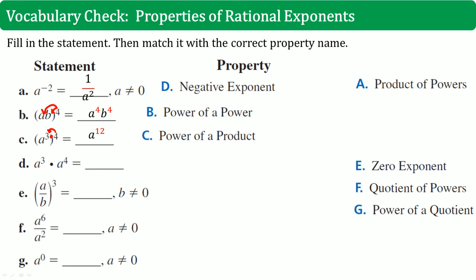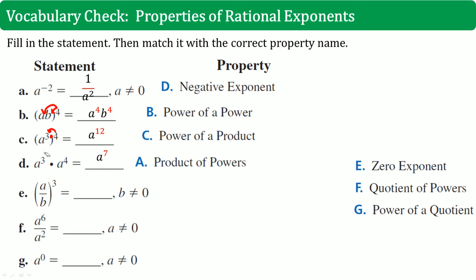What happens if you multiply a cubed times a to the 4th? It's a to the 3 plus 4, so you're going to add the exponents, which is just a to the 7th. That is the product of power. That was the first one.